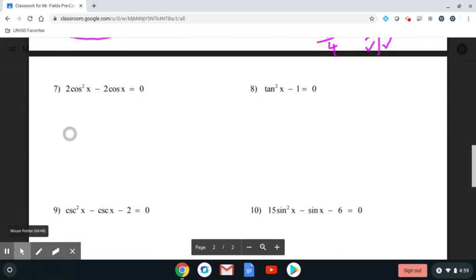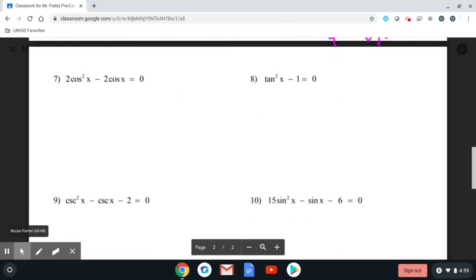All right, looking at number 8. So number 8, we see tangent squared x minus 1 is equal to 0. Like I said before in the first two problems, anytime you see just one trig function in that equation, just get it by itself. So in this case, we want to just add 1 to both sides. So we're going to end up getting tangent squared is equal to 1.